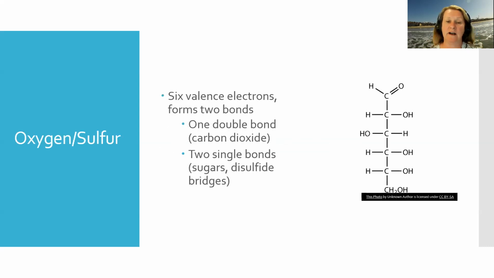Next, we have oxygen. Oxygen has six valence electrons, and so does sulfur. So oxygen and sulfur need only to form two more bonds to complete their valence shells. Typically, they'll form either one double bond, like you see in carbon dioxide, or two single bonds. You can see an example of oxygen forming a double bond and oxygen forming a single bond in glucose. This is a molecule of glucose, a sugar. Sulfur forms a special kind of bond called disulfide bridges, which are two single bonds. We'll be talking about disulfide bridges more when we talk about protein structure.